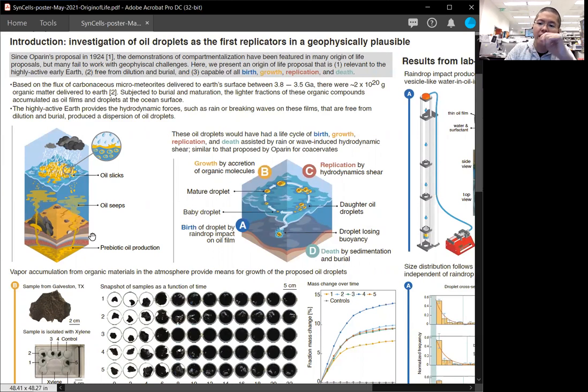but at the same time are highly exposed to hydrodynamic forces such as rain impact or breaking waves. So these hydrodynamic interactions drive not only the birth process of oil droplets, but subsequently assist the growth by vapor accumulations, primitive replications by fissioning, and death by sedimentations.